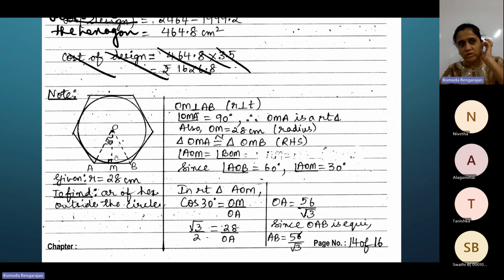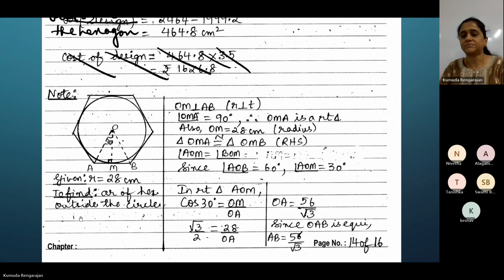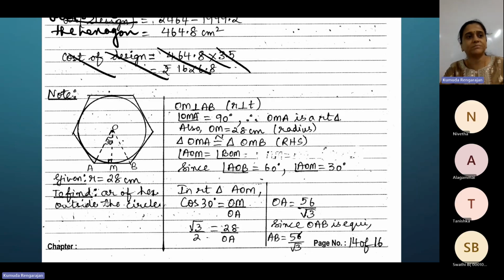OM is 28. You need to know one angle and one side at least. You need to know two things in a right triangle to use trigonometry. So we know two things, 30 degrees and OM. And you want to find AM. So connect using the appropriate trigonometric ratio. So cos or secant.